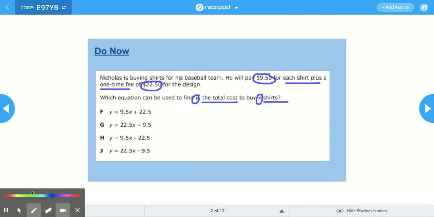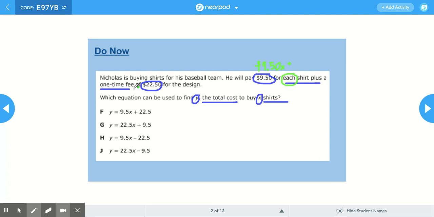First off, we have to look for a keyword to let us know what our slope is and what our y-intercept is. The keyword is each. Each tells us that the $9.50 is our slope. So we're going to have $9.50 times x. And then it says plus, so we know that that's the addition symbol, a one-time fee.